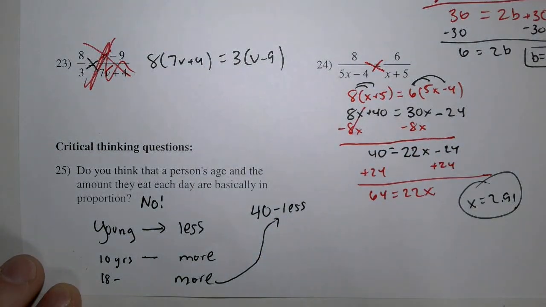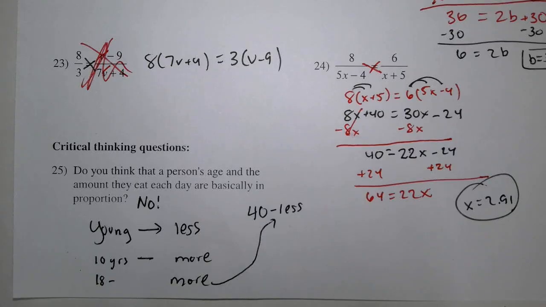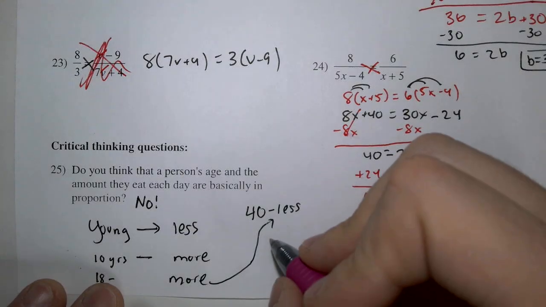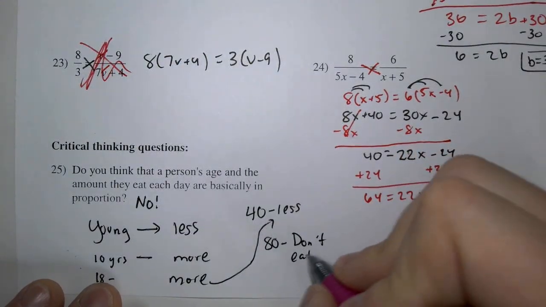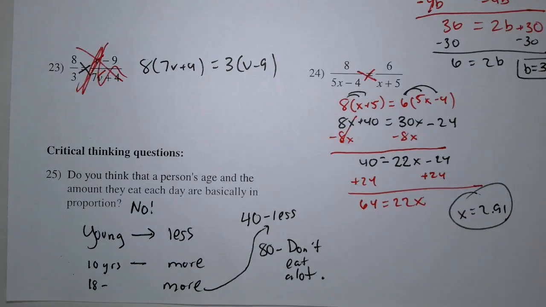And then when you get even older, I don't know if you know this or not, but like your grandparents, or maybe your parents, if you're an older individual, when you get to like 80, you don't eat a lot. Therefore, age is not proportional to how much you eat. It would be kind of nice to be 80 and be able to eat all the food in the world, but you just don't. You don't work around and you don't move as much, and therefore you don't eat as much.